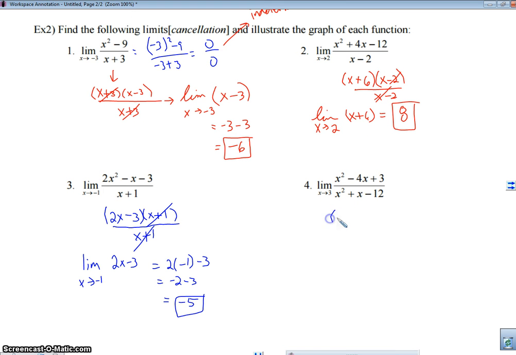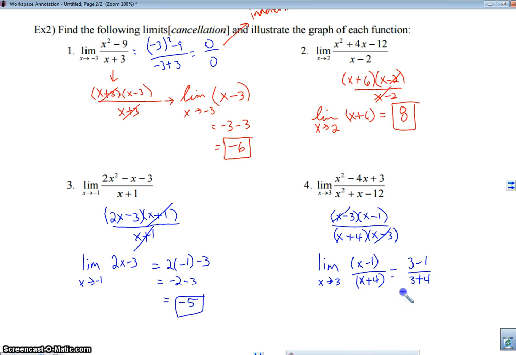All right, last one here. So we're going to factor x minus 3, x minus 1 on the numerator, x plus 4 and x minus 3 in the denominator. The x minus 3's are gone. And we get x minus 1 over x plus 4. Plug it in, and we get 3 minus 1 over 3 plus 4. You don't think I'll have to pay for the rights just singing that jingle, do you? I hope not.